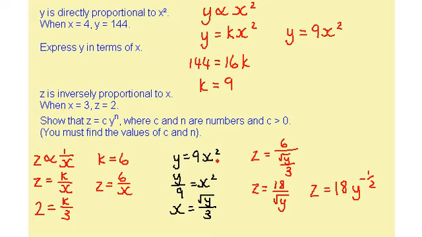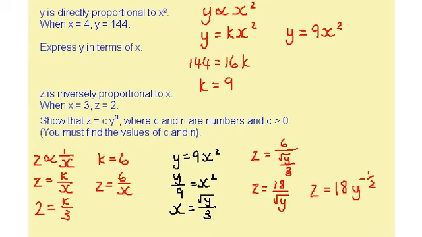So, y equals 9x squared. Divide by 9 gives me y over 9 equals x squared. Then square root gives me the square root of y over the square root of 9, which is 3, which is x. Replace this x with this. So we have 6 over root y over 3.